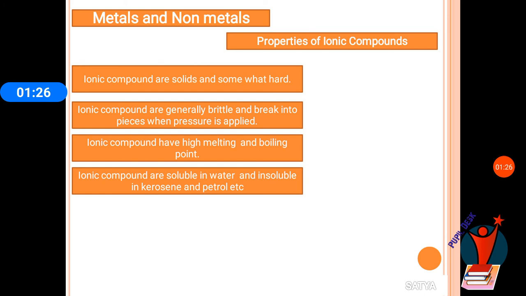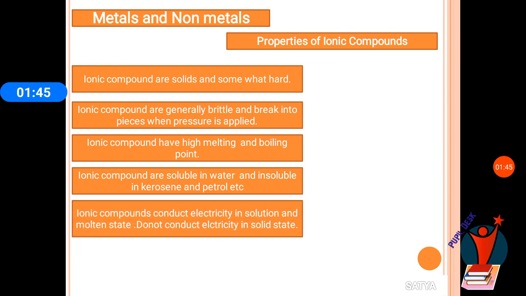Next property is ionic compounds are soluble in water and insoluble in kerosene. If you dissolve a crystal of sodium chloride in water, it dissolves. But if you try to dissolve that crystal in kerosene or petrol, it doesn't dissolve.